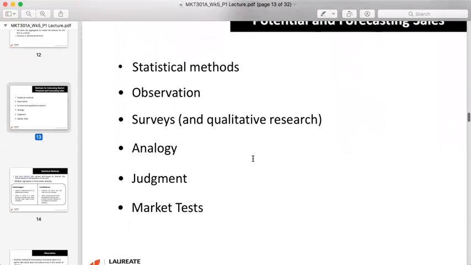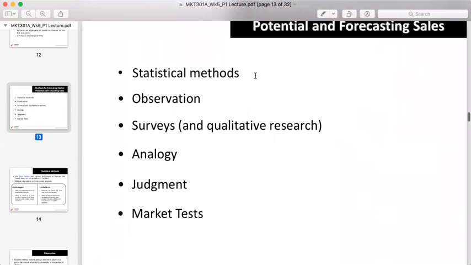All right, so that's the one that I just mentioned to you before, statistical methods. I just discussed briefly a couple of methods to do forecasting. We can also use observation. We observe the trend in the market, and we implement those insights into our forecasting. And survey is another one. Research, I would say, is basically marketing research that includes quantitative and qualitative research.